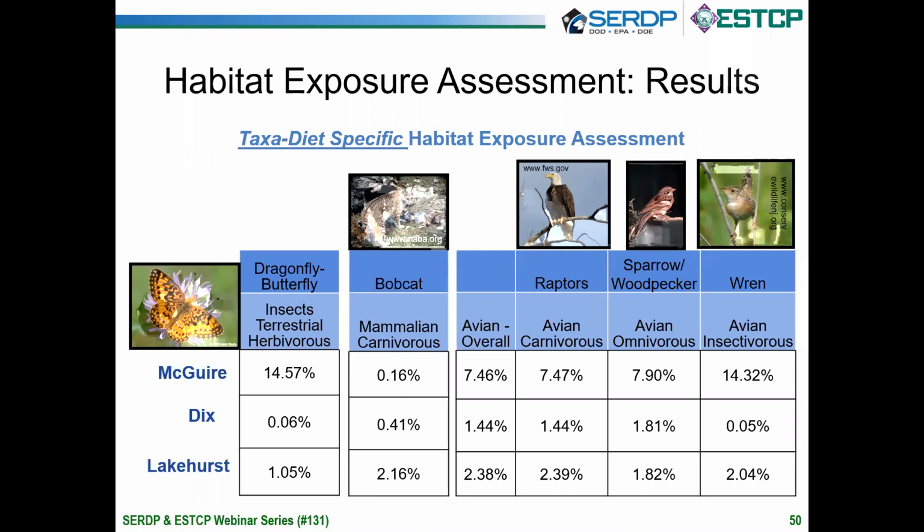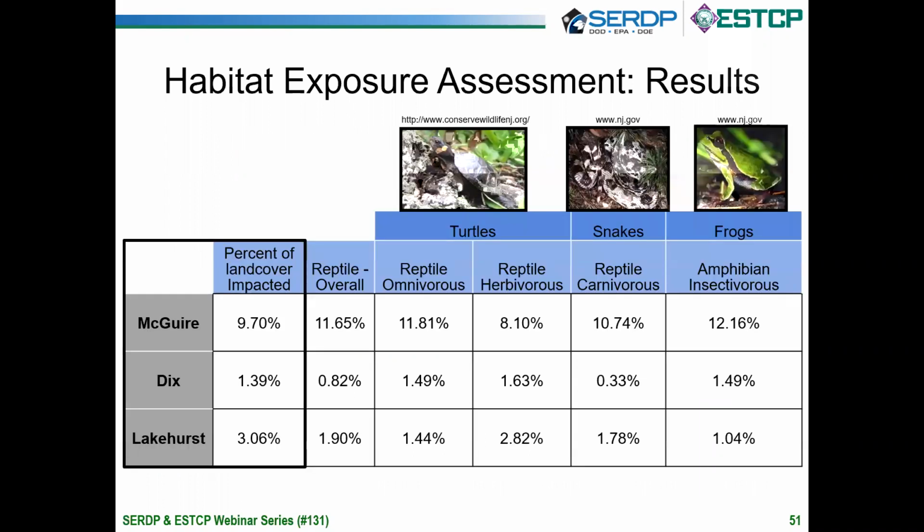So avian impacted habitat is similar among the omnivore and carnivore species, and the insectivorous avian species matches the percent of impacted habitat for insects, as you would expect. So looking at the herpetofauna, we see most habitat is impacted again at McGuire, with the herbivore reptiles having the least estimated impacted habitat compared to the other herpetofauna taxa.